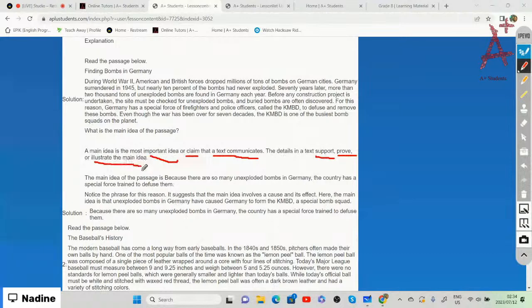So now you have your main idea within your passage, in your paragraph, and this is the most important claim or idea that the text communicates. So this is my main idea. And with your main idea, you need to have details that support it, that prove whatever you're talking about, and that illustrate that this is the main idea.